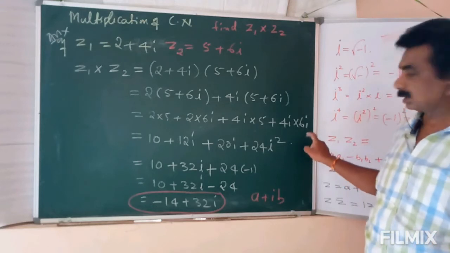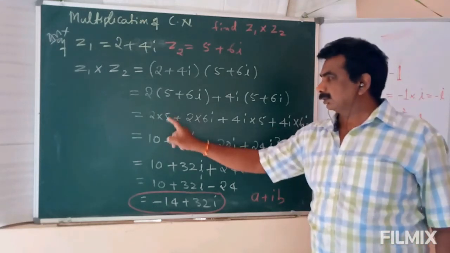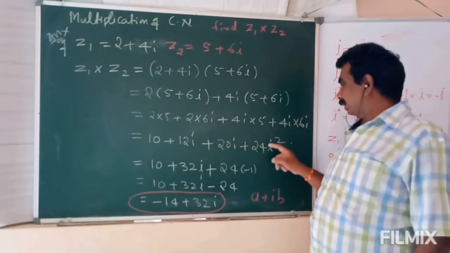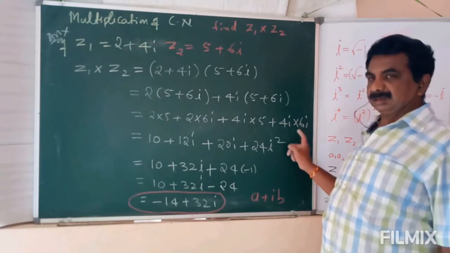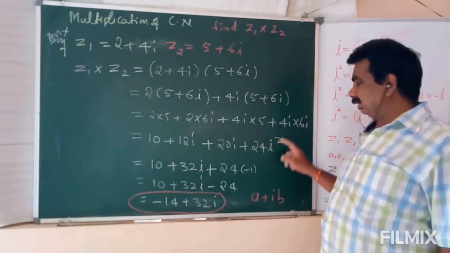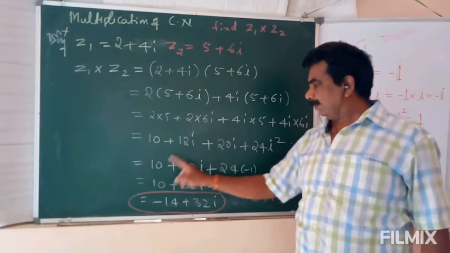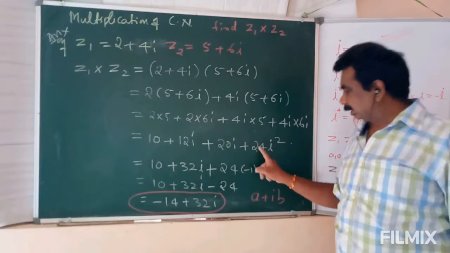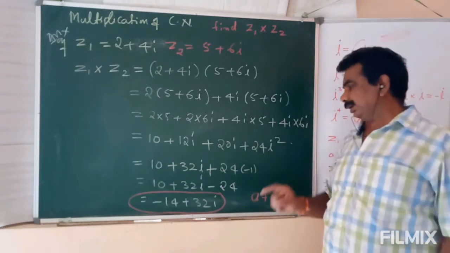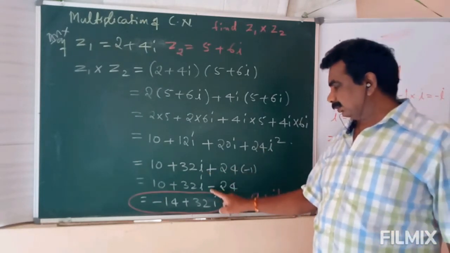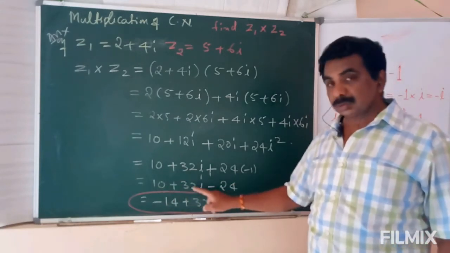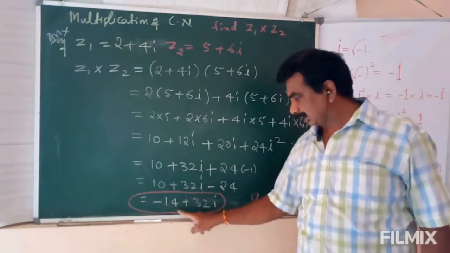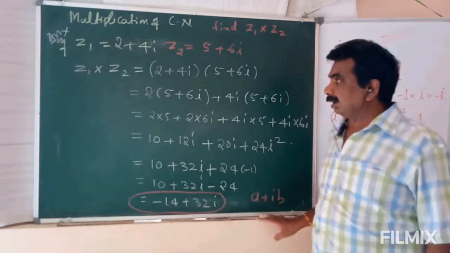Now 5 into 2 is 10, plus 6 into 2 is 12i, 4 into 5 is 20i, plus 6 into 4 how much? 4 into 6 is 24, i into i is i square. Next, 10 plus 12 plus 20 is 32i, plus 24 into i square, which is minus 1. Now minus 1 into plus is minus 24. 10 plus 32i minus 24. 10 minus 24 is minus 14 plus 32i, which is also a complex number.